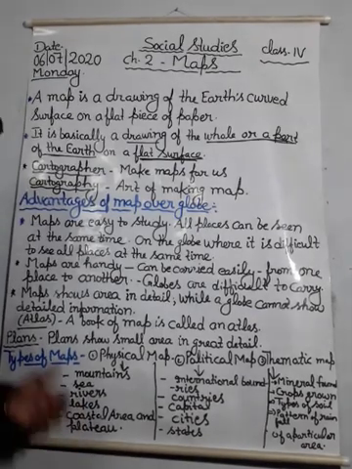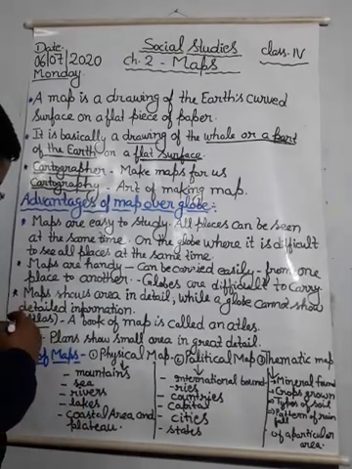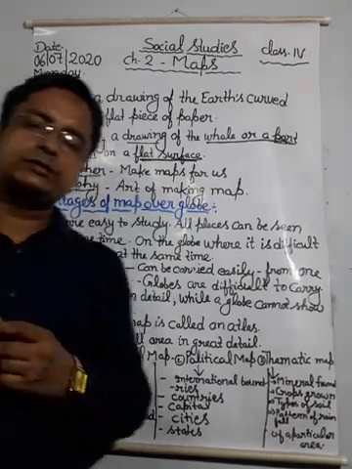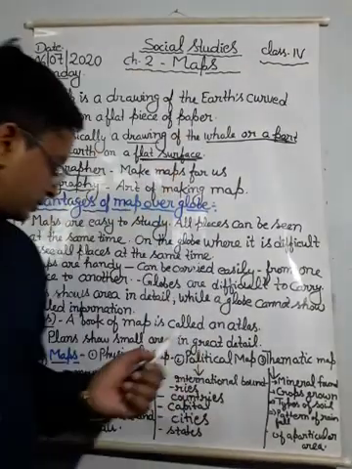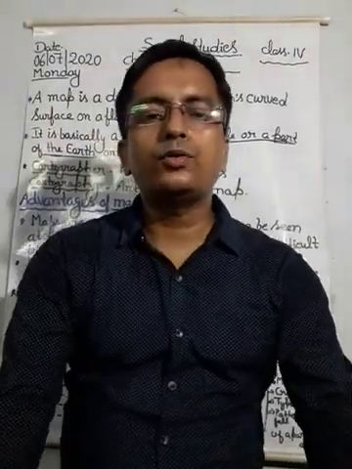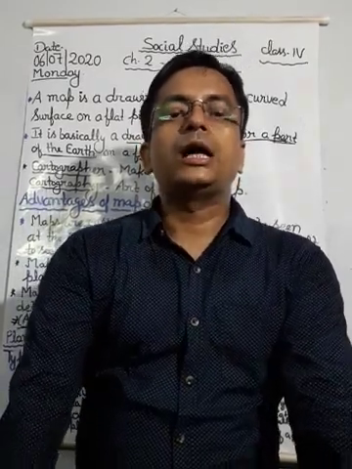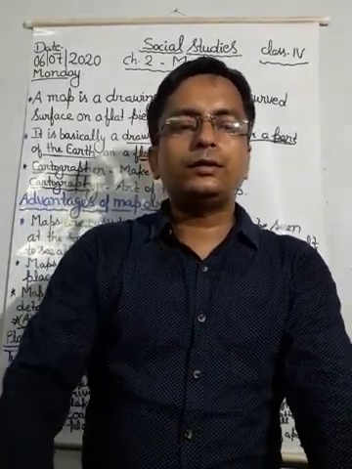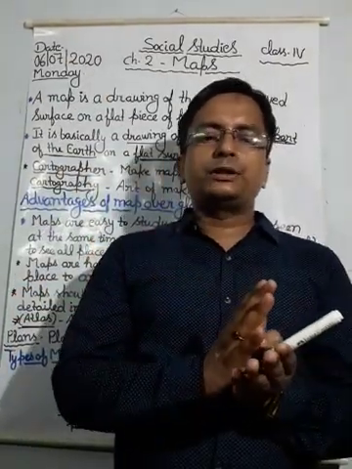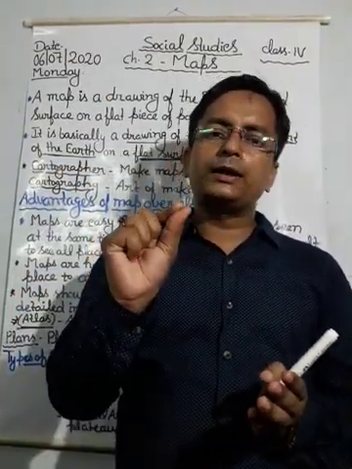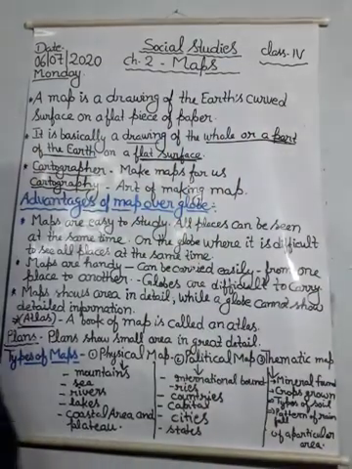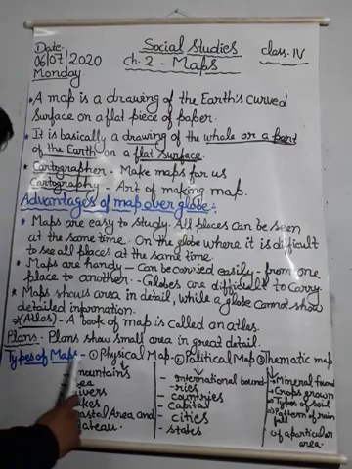And another term here is atlas. What is an atlas? A book of maps is called an atlas. A book of maps, where we find many map pages in one place in one book, that is called an atlas. And the other thing is types of map.